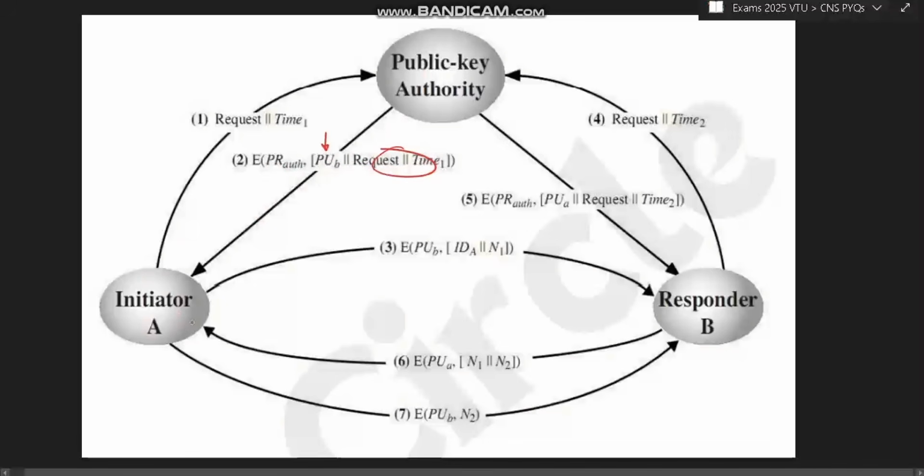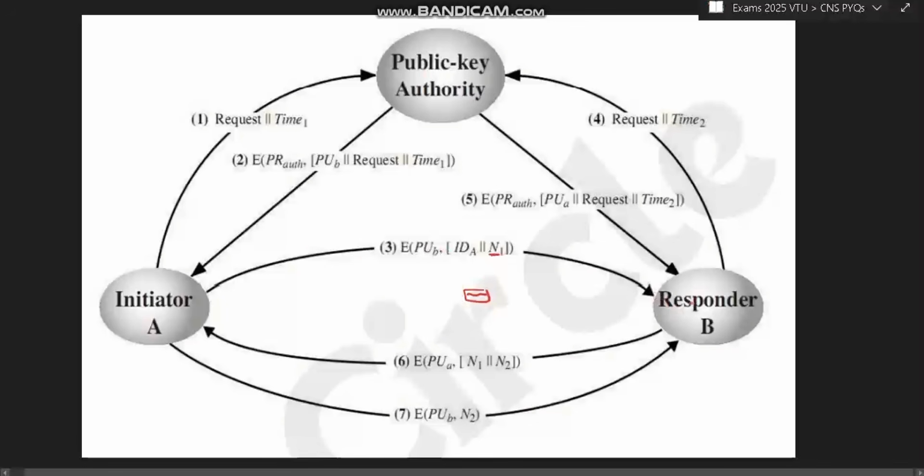After A gets the public key of B, A can communicate with B. What A will do is use the public key of B to encrypt the message, and it sends IDA and N1. IDA is nothing but the identification of A, and N1 is nonce 1. Nonce means a unique transaction ID. For example, when you do online transactions, you get a transaction ID, right? So that transaction ID is N1, and it is sent to B.